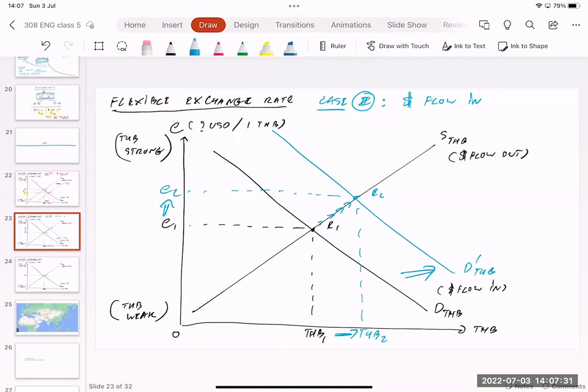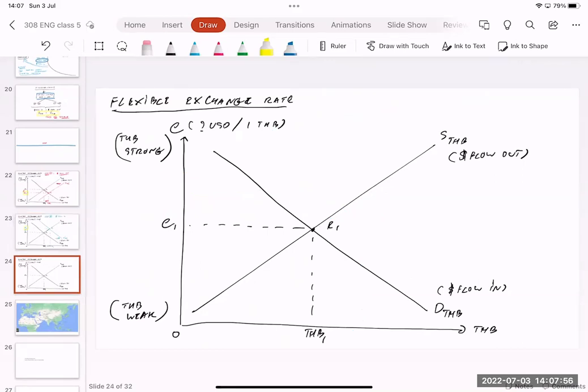Exchange rate going up means that our currency, our money, becomes stronger. So in this case, what you can learn is that every time money flows into your country more, it's going to make your currency become stronger.